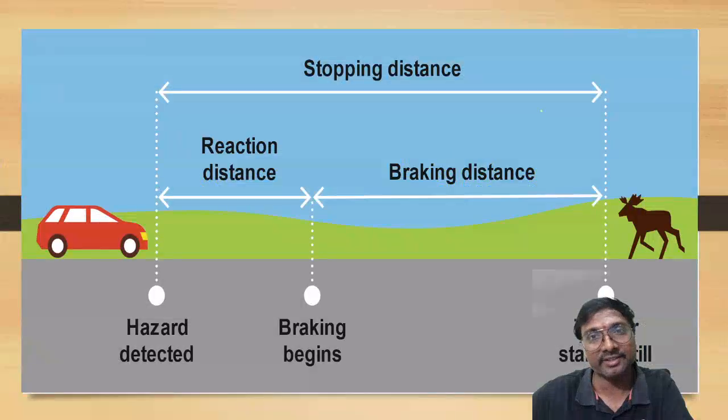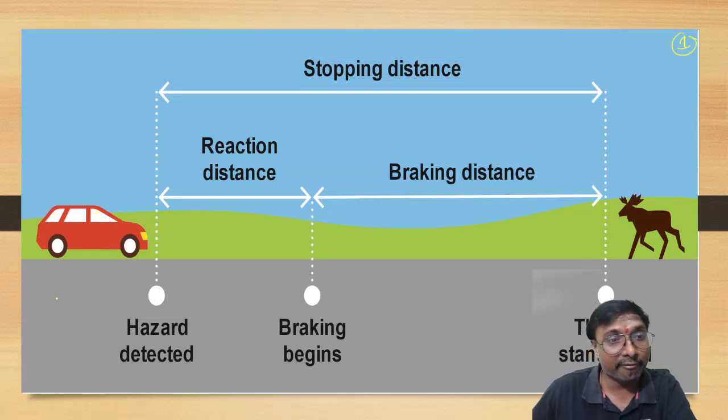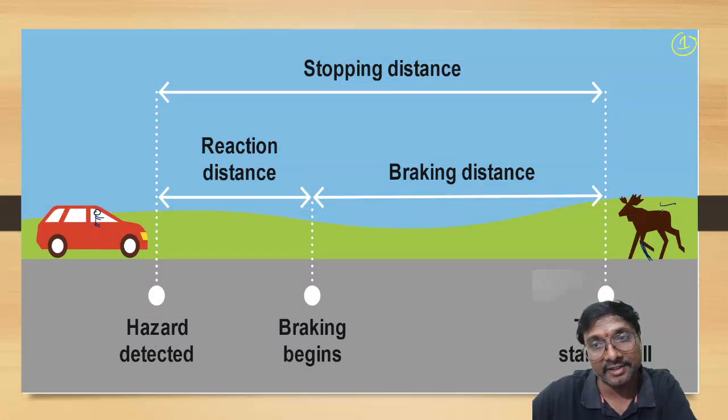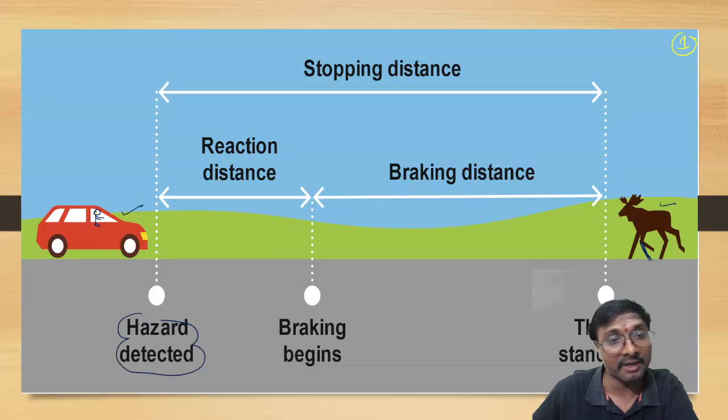Here we are going to discuss the concepts of this. Whenever you are traveling in a vehicle, suppose you observe a standing object or a standing animal, whatever stationary thing is there. By looking at that, you observe that there is some hazard. Hazard detected, and after that, will you apply brakes immediately? No. You will be thinking; this is your reaction distance or thinking distance. That entire PIEV process will be going on.